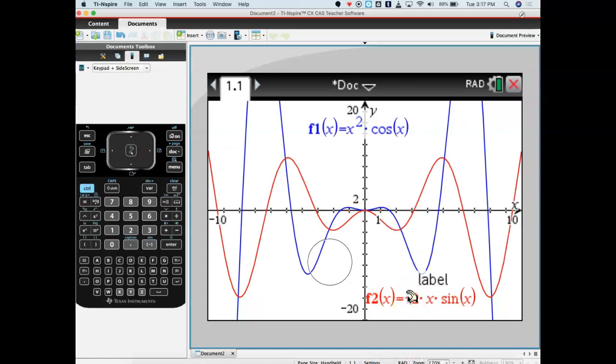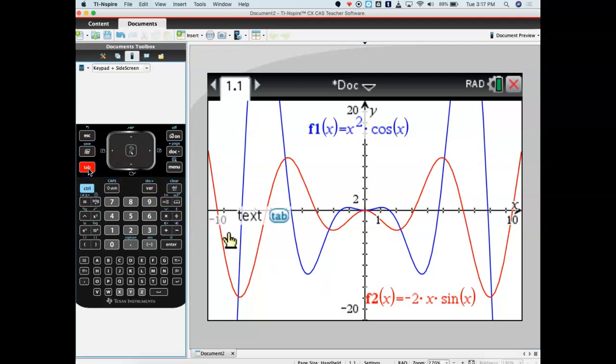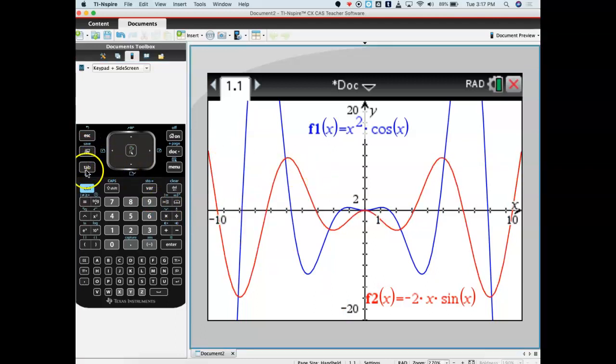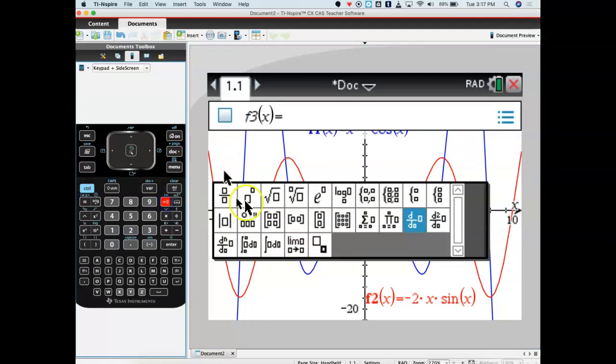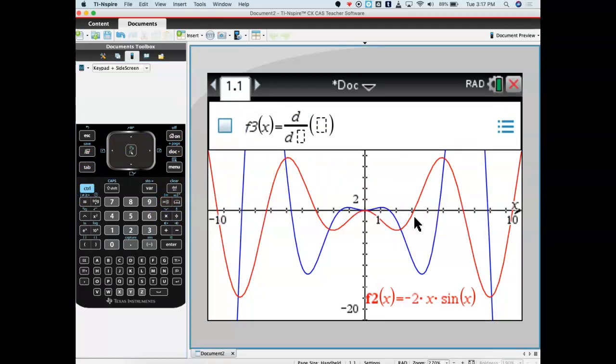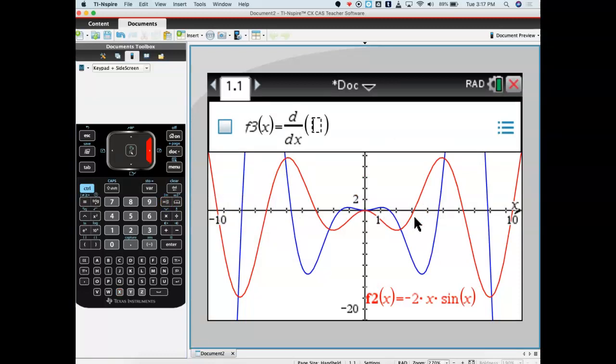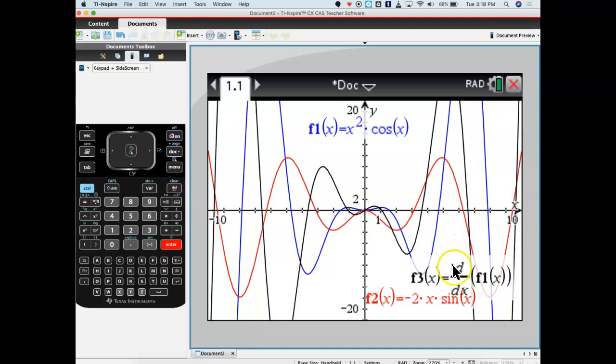So I just want to erase those. Although it kind of looks like it's there, it's not it. What is the derivative? Well, the cool thing here is we can come on, come down to our template and say find the derivative in terms of x of f1 of x, and it'll graph it. That black one is actually my derivative.